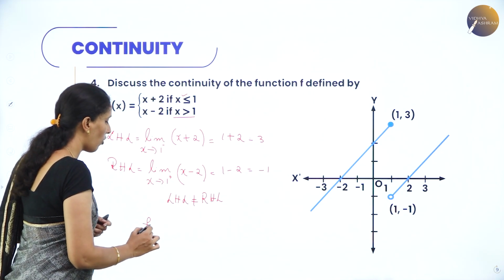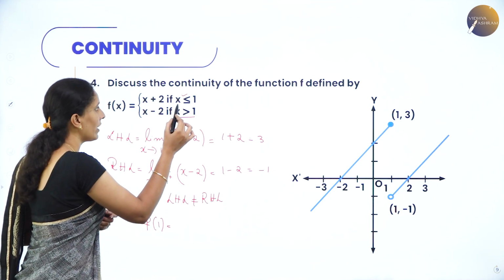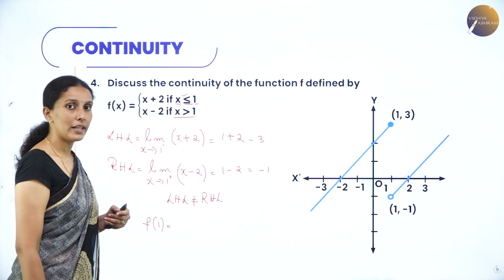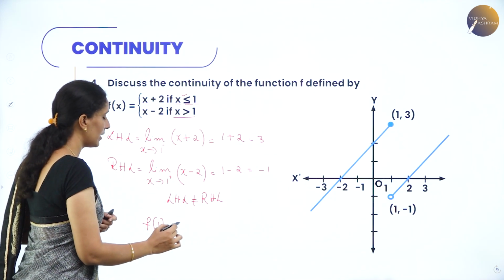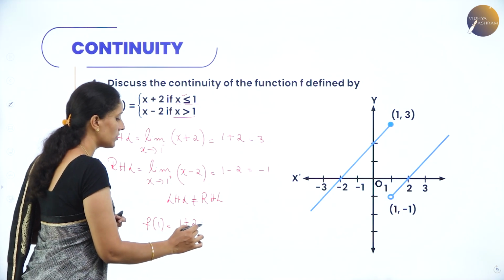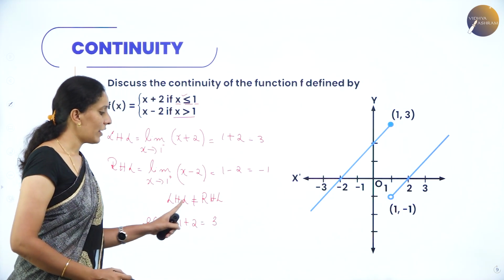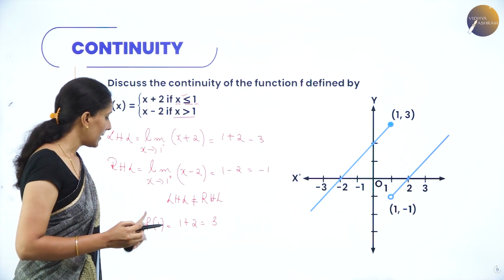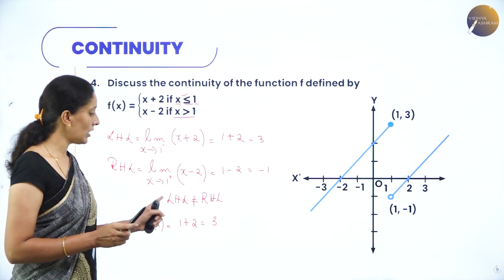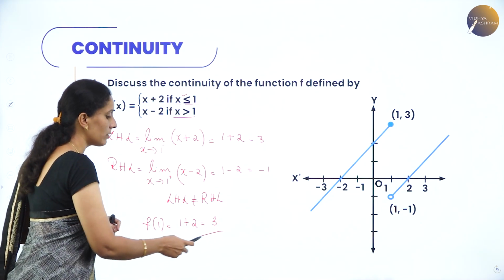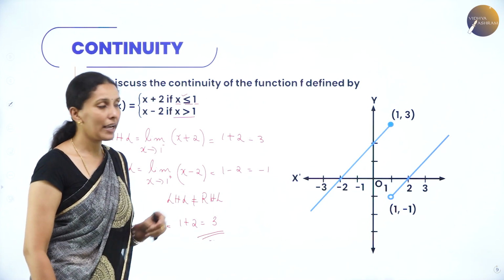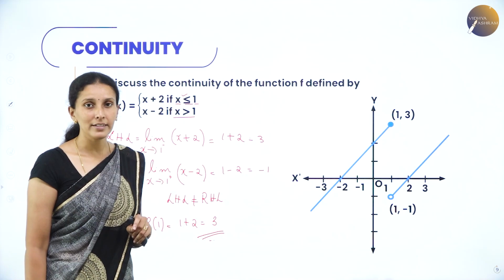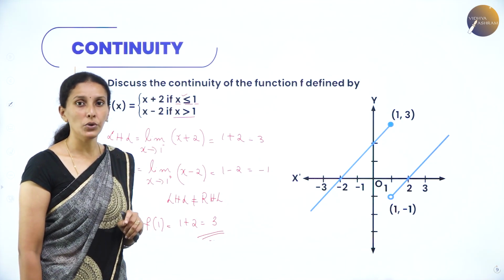Also f of 1, that is whenever x is equal to 1, f of 1 is nothing but 1 plus 2, which is equal to 3. So the left hand limit is not equal to the right hand limit, which means the limit does not exist, and the functional value is also not equal to the limit value. So clearly from these observations we can say f is not a continuous function at x is equal to 1.